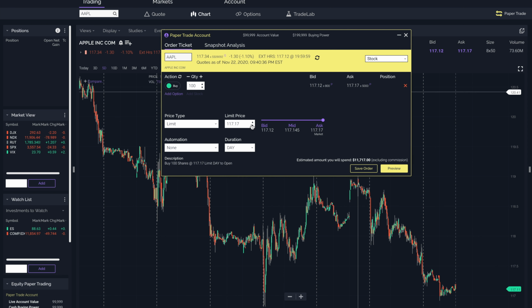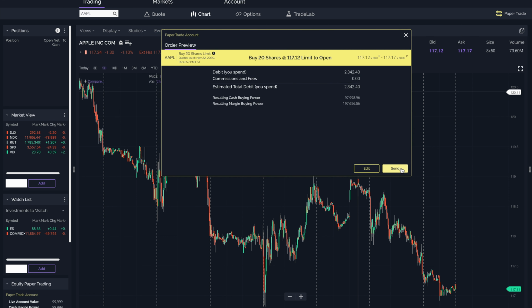We're going to select limit. This is the limit price. Again, we're selecting limit at the bid price, so we're going to go down to 117.12. And automation, we're going to select none. Duration, we're going to select good for the day. Now everything looks good, and once we select, oh, one more thing, the quantity. We want to buy just 20 shares. That will give us 23.42 total amount.